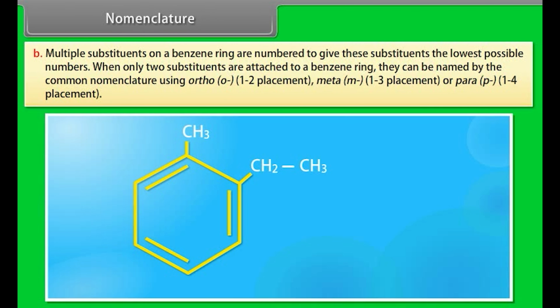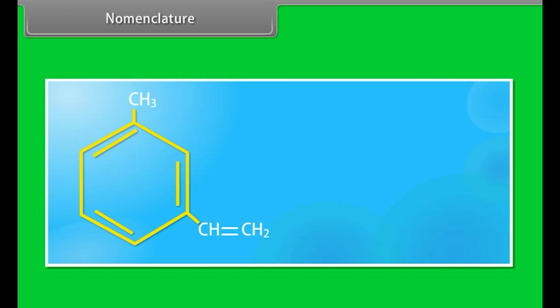When only 2 substituents are attached to a benzene ring, they can be named by the common nomenclature using ortho, o-, 1 to 2 placement, meta, m-, 1 to 3 placement, or para, p-, 1 to 4 placement. The given compound is 1-ethyl-2-methylbenzene, o-methylethylbenzene. Can you name the given compound?